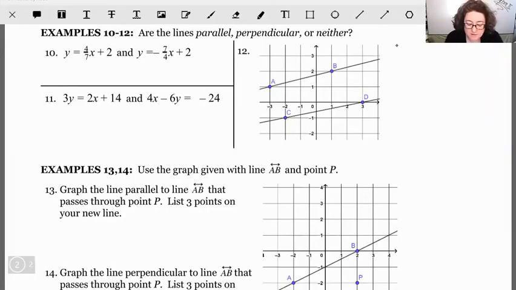So in number 10, we need to look at our equations, figure out what our slope is, and then make our decision whether or not our lines are parallel, perpendicular, or neither. Now, these equations, they're already in that y equals mx plus b, our slope-intercept form. So all we need to do is identify our slopes. So we have a slope of 4/7 on our first line and a slope of -7/4 on our second. So these are opposite signs. They look like they're reciprocal. So that means the lines have to be perpendicular.